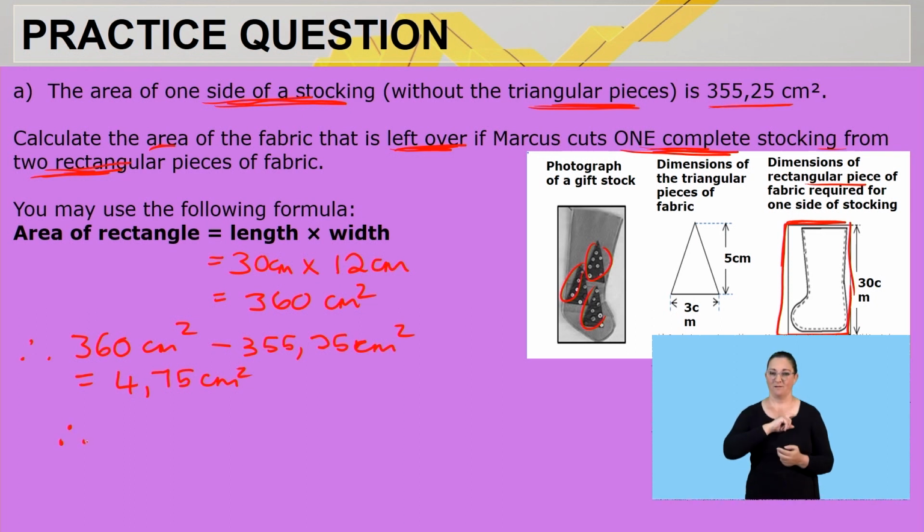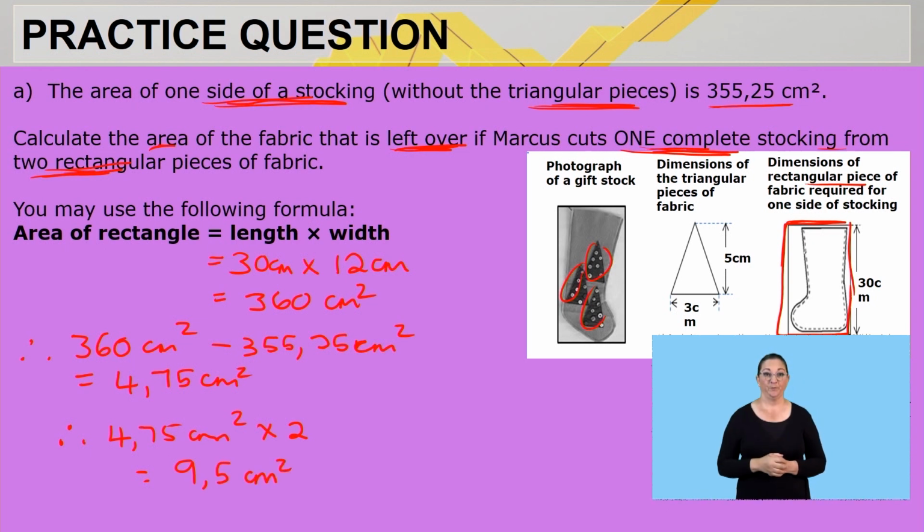So therefore, I take the 4.75 square centimeters and I multiply that by 2, right? So that gives us an answer of 9.5 square centimeters. So this will be the area of fabric that is left over if Marcus cuts one complete stocking from 2 rectangular pieces of fabric.